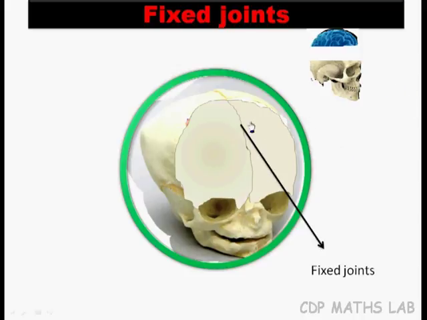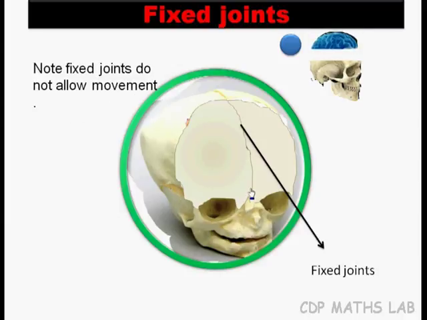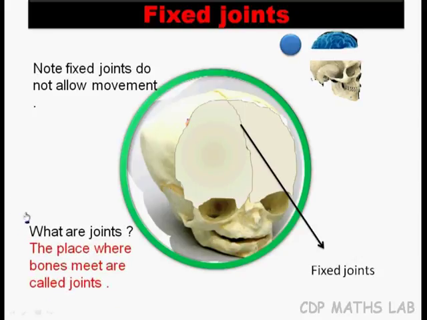And of course, as I said to you before, these are fixed joints. Boom! See? Not a bunk right off, don't it? Yes. So they in fact protect your what? Brain. Note, fixed joints do not allow movement. What are joints? The place where bones meet are called joints. So where these two bones meet, this area is called a joint.